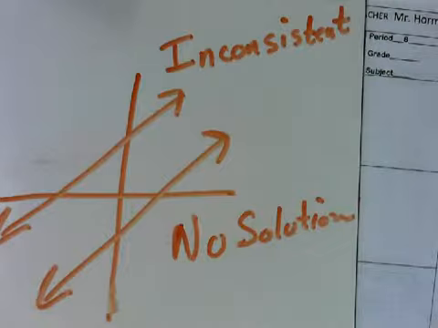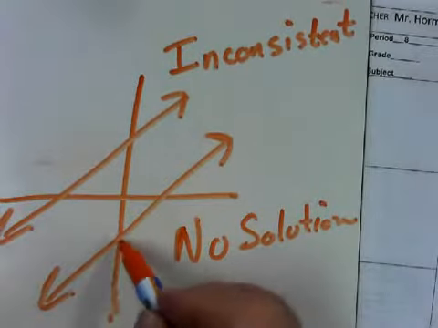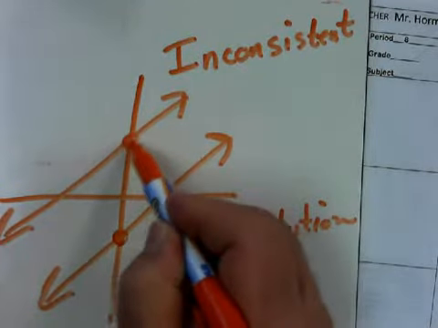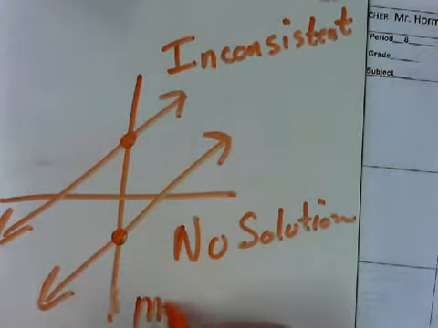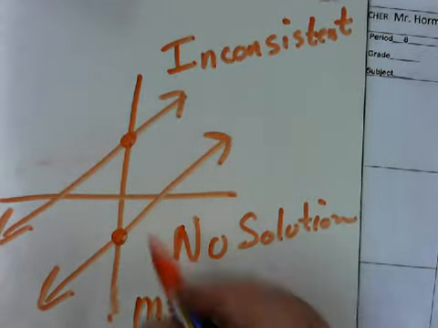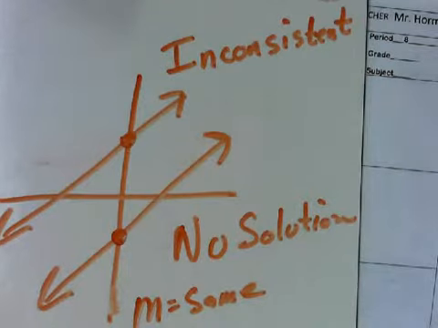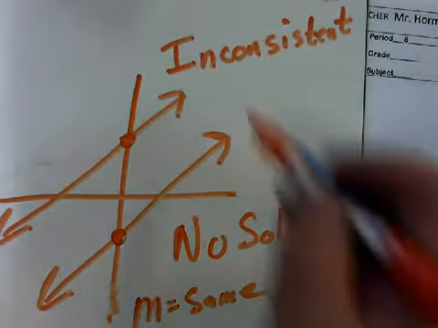Which means if you put them into the y equals mx plus b format, what will happen with the slopes? They'll be exactly the same, but have two different y-intercepts in order to be parallel, right? Just like this one. It has a y-intercept here and here. The slopes are the same, but don't they have two different y-intercepts? Therefore, they're going to be parallel, which means that they are going to be inconsistent.